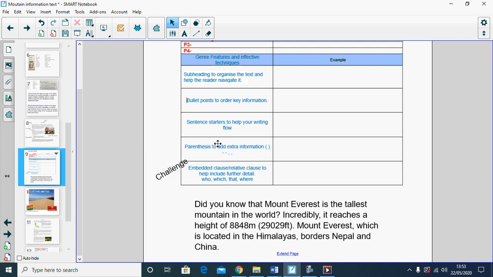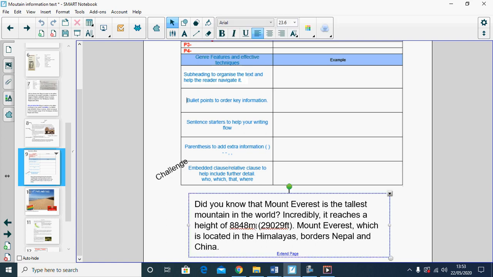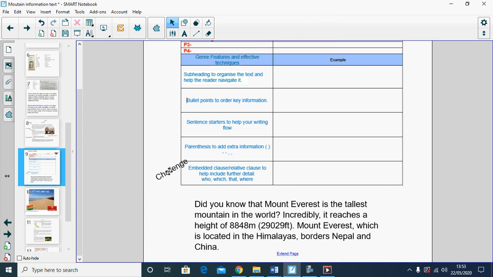Okay, then we've got parenthesis, which we know is our extra bit of information. Oh, sorry, highlighting the wrong bit, aren't I? And your brackets, or we could put it in dashes. And then finally, our challenge of the week, our writing challenge. So this one is to use an embedded clause or relative clause to help include further detail.